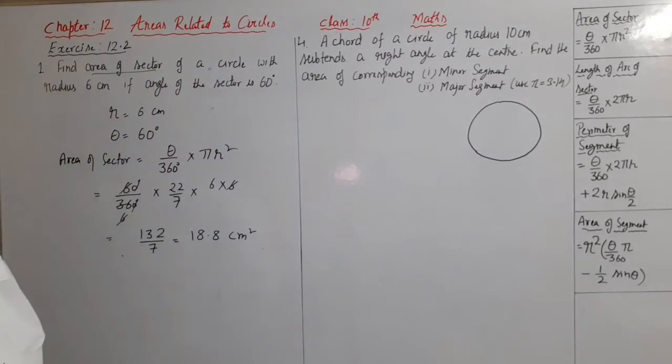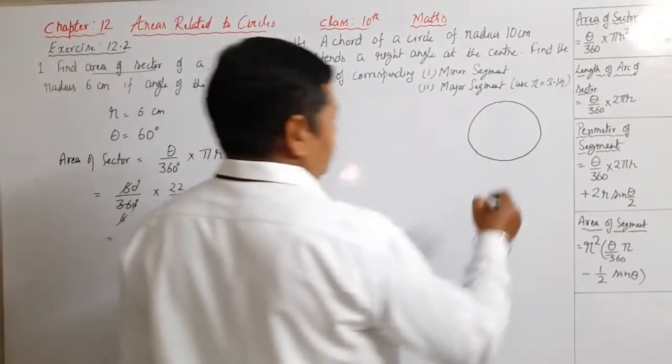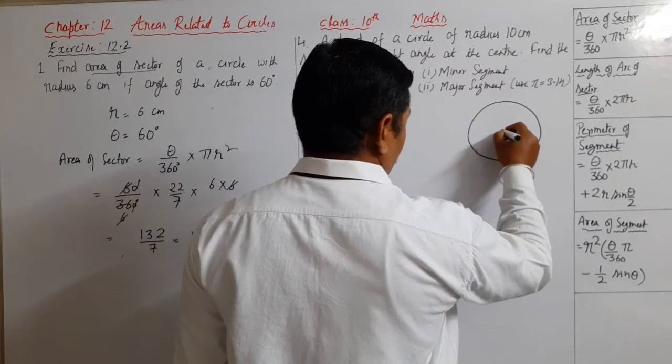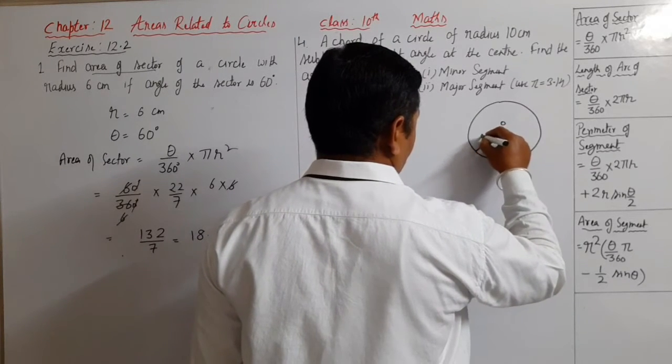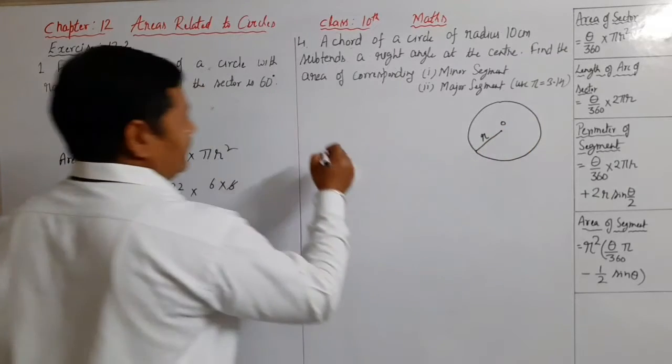A chord of a circle of radius 10 centimeter. Radius is 10 centimeter.